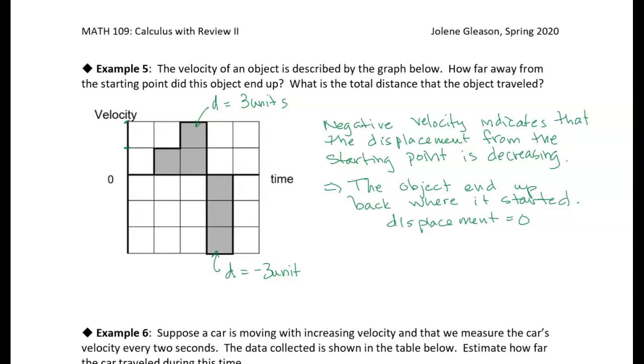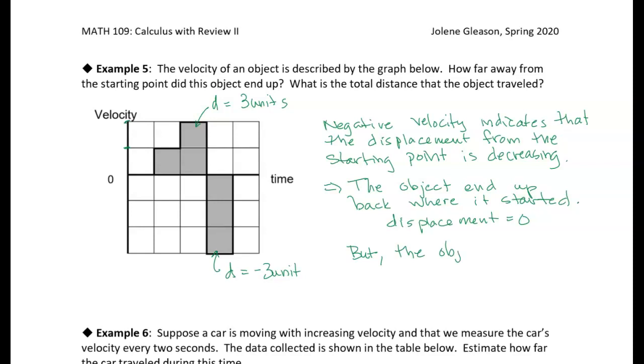Now the other question that's asked is, what's the total distance the object traveled? So if I went out and back from my house, I covered some distance. You know, if I went for a walk, which I should do, got to get some exercise today. I covered some distance here, but my displacement is 0. So even though my displacement is 0, I still covered distance. So this object traveled a total of 6 units, right?